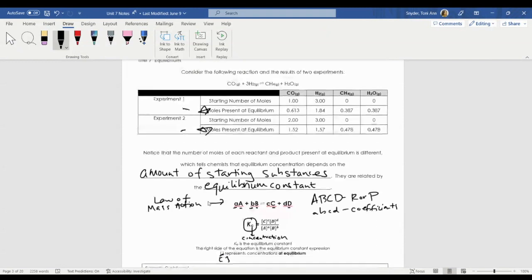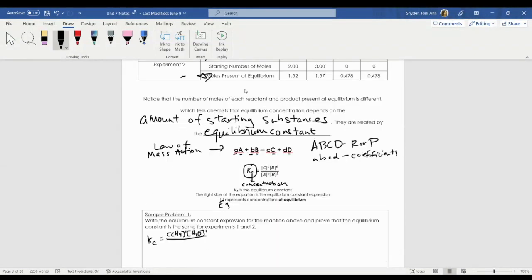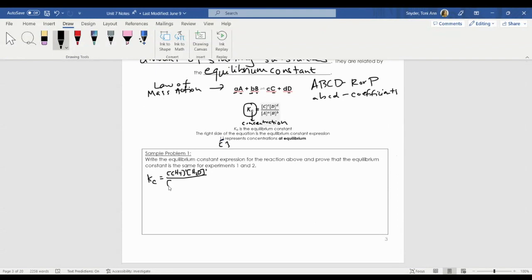over, let's look at the reactants. Looks like I have carbon monoxide raised to the first power and hydrogen raised to the third power. So I'm going to put carbon monoxide raised to the first power, and hydrogen has a coefficient of 3, so I'm going to raise that to the third power. That is my equilibrium expression for that particular reaction represented above.